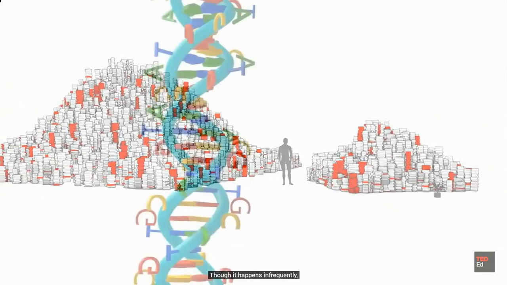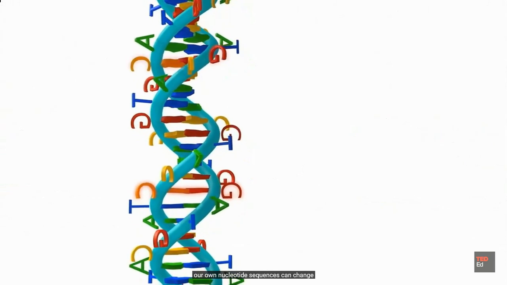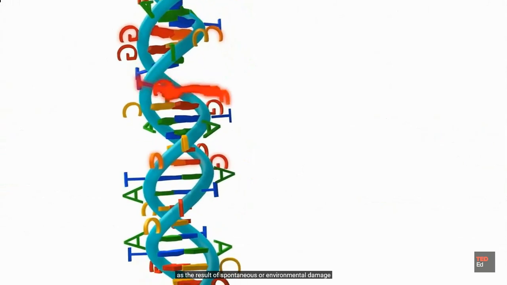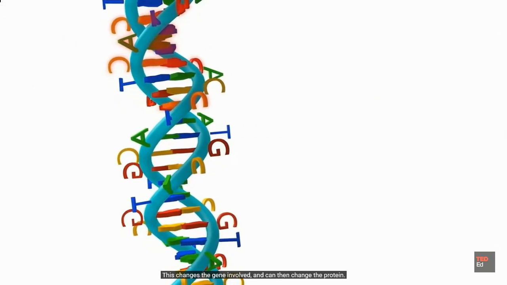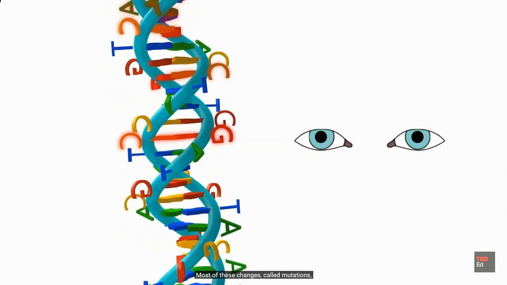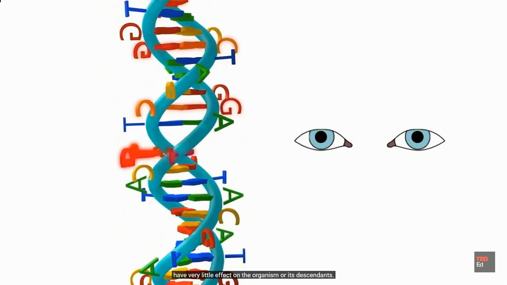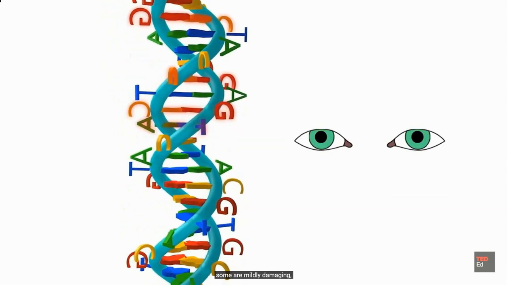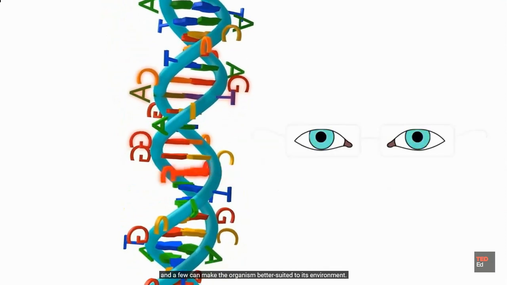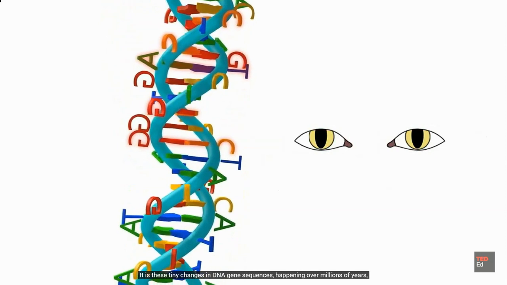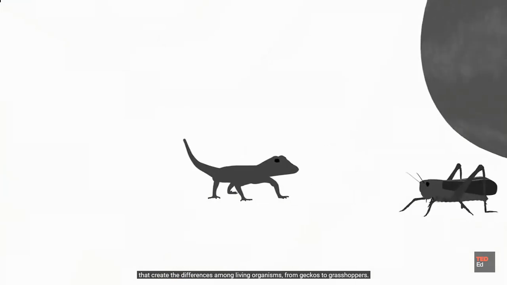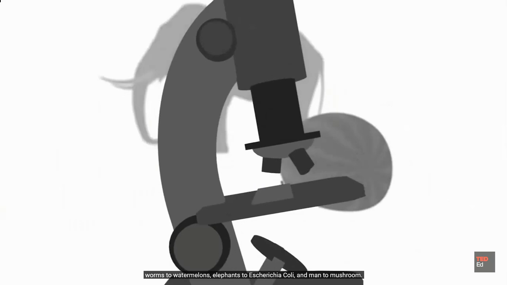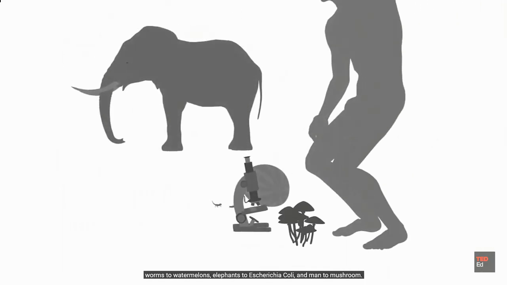Though it happens infrequently, our own nucleotide sequences can change as the result of spontaneous or environmental damage, which might remove or shift a nucleotide position. This changes the gene involved and can then change the protein. Most of these changes, called mutations, have very little effect on the organism or its descendants. Some are mildly damaging, and a few can make the organism better suited to its environment. It is these tiny changes in DNA gene sequences happening over millions of years that create the differences among living organisms, from geckos to grasshoppers, worms to watermelons, elephants to Escherichia coli, and man to mushroom.